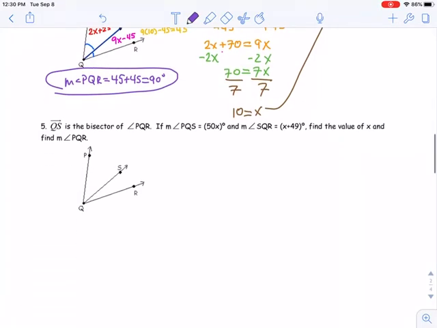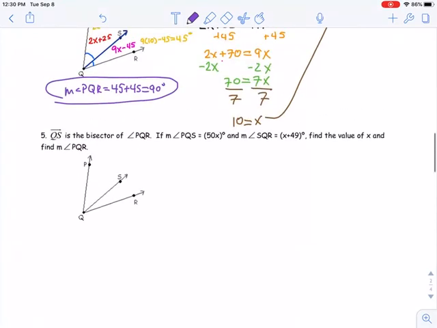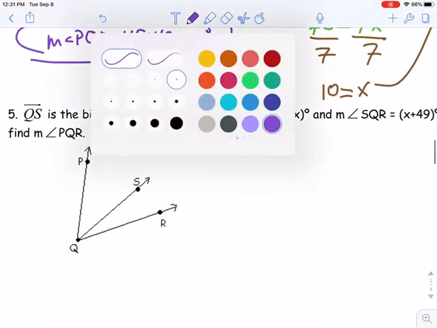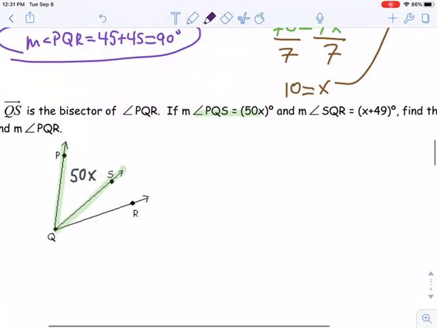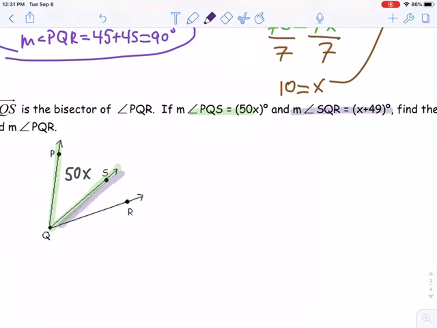All right? Same kind of problem right here. QS is the bisector of PQR. PQS equals 50x. SQR equals x plus 49. Find the value of x and find the measure of angle PQR. All right, so PQS is 50x. SQR is x plus 49. So this is the same kind of problem.